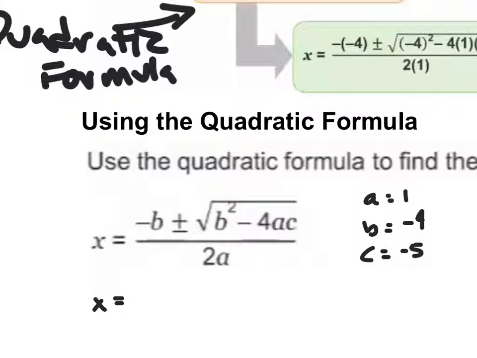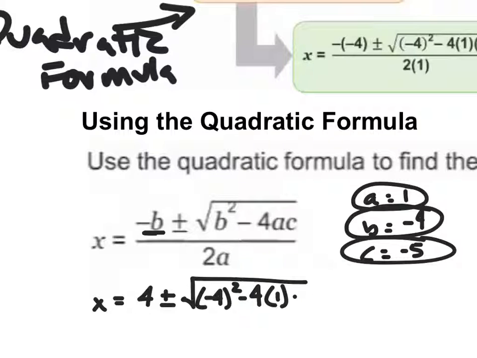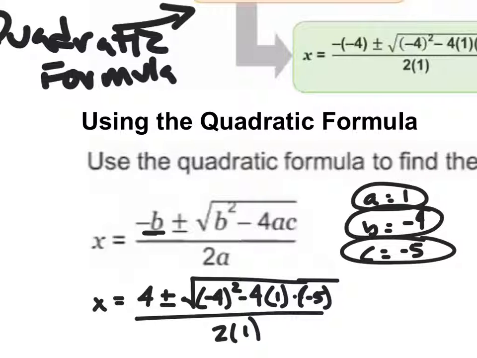So I've got x is equal to opposite b. I want to take the opposite of what I have, which is negative 4, so the opposite of negative 4 would be positive 4, okay? Plus or minus the square root of negative 4 squared minus 4 times a, which is 1, times c, which is negative 5. And this is all over 2 times a, which is just 2 times 1. Okay? Now we need to do the math.